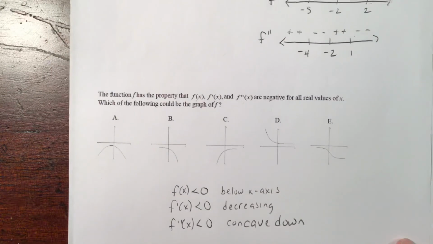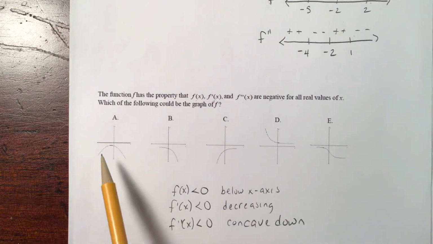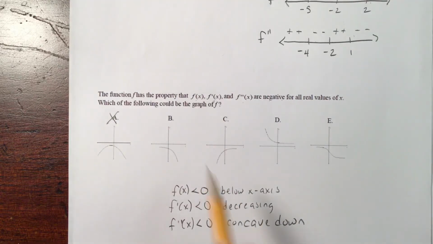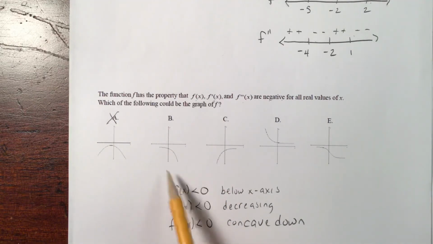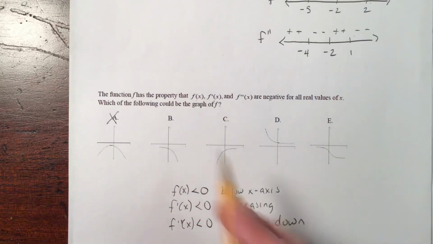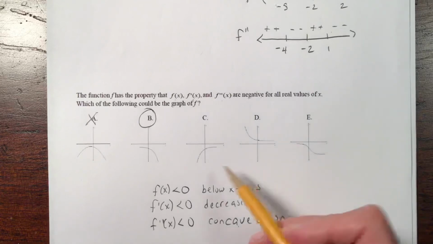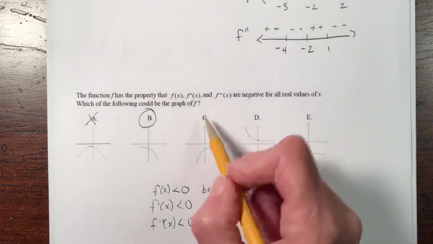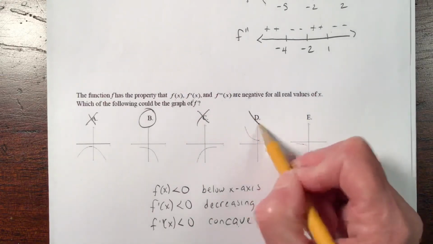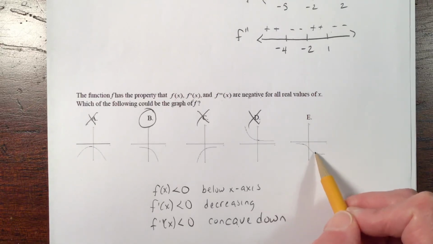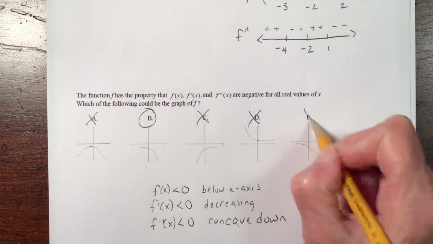So if you look at your choices here, this is concave down, but this function is increasing. Below the x-axis, decreasing, and concave down. There's your obvious answer. Let's just make sure nothing else works. This is increasing, this is above, and this function goes from concave down to concave up, so that one's out too.